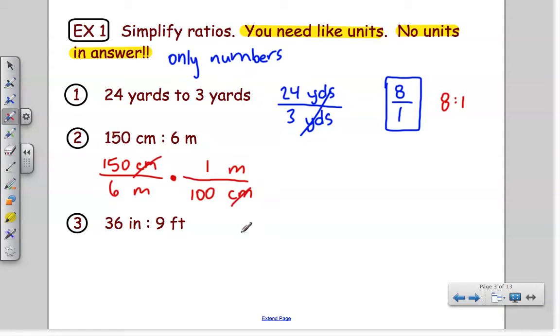Now centimeters will cancel because it's on top and bottom, and so will meters because it's on top and bottom, and I won't have units anymore. Multiply across here: 150 times 1 is just 150. 6 times 100 is 600. And then I have to reduce. And actually, 600 does divide by 150, or I could divide by 10 and still divide by 15, or 150, and I end up getting 1 to 4 as my simplified ratio. Again, no units in that answer.